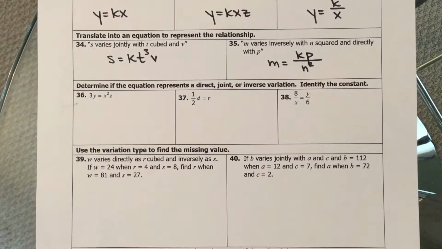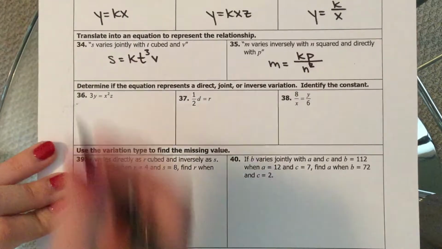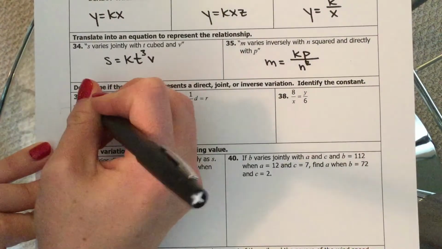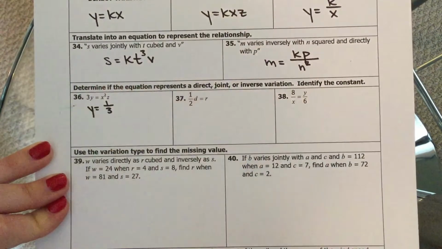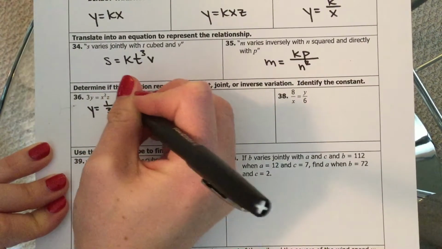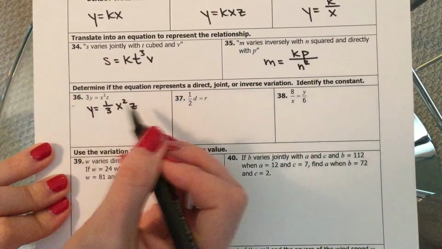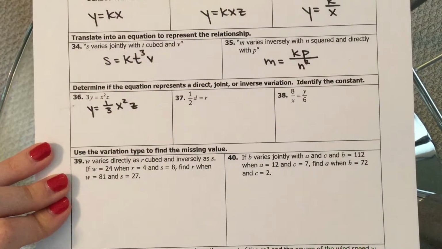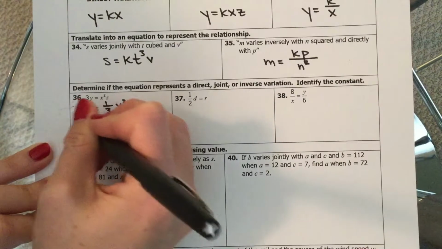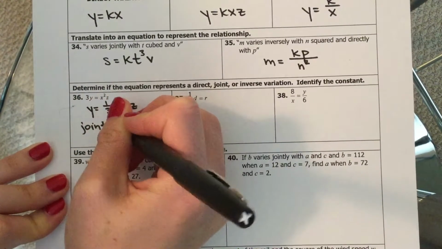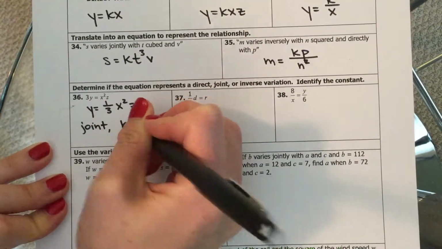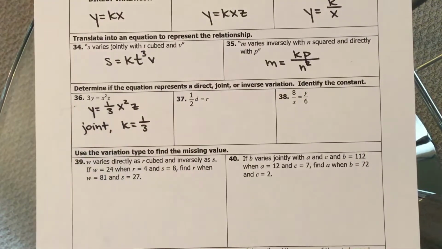We are determining just what type of variation it is and identifying what k is there. So number 36, this one's a little sneaky because the 3 is on the wrong side of the equation, so we would divide it over to the right to get the y by itself. So it'd be a 1/3 on the right once it gets divided over. So with the y by itself, we have 2 variables that are multiplied, so that would be a joint variation, and in that variation, the constant is 1/3. Make sure you simplify that first.